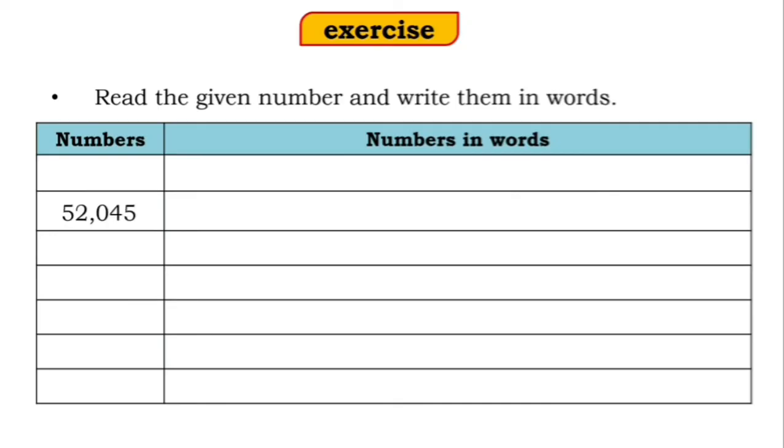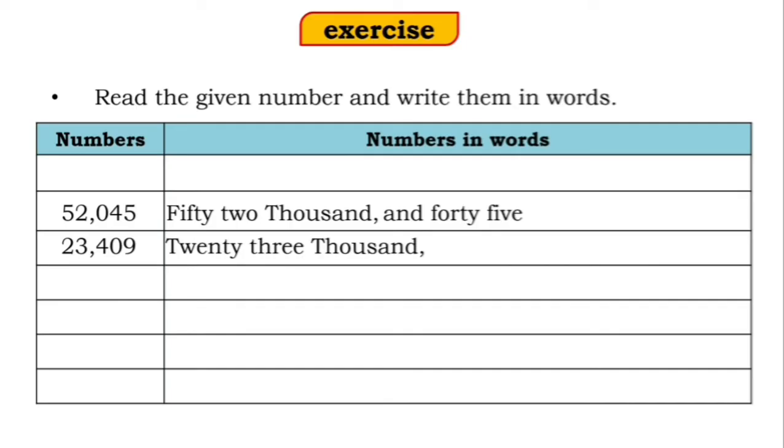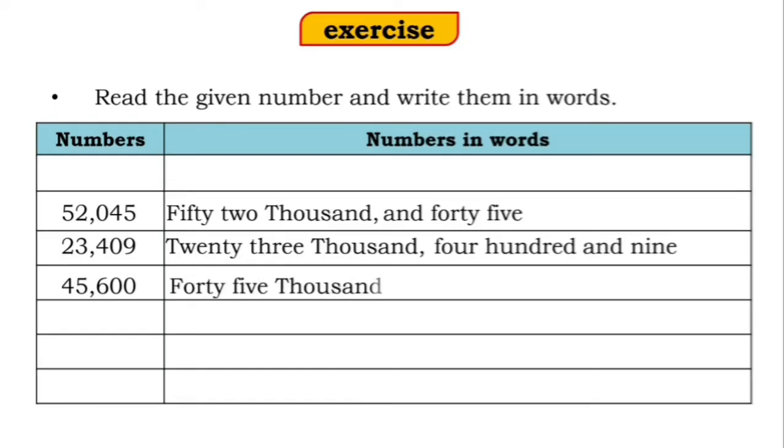So here first number is 52,045. So we will write 52,045. Next number is 23,409. So 23,409. Next number is 45,600. So 45,600.